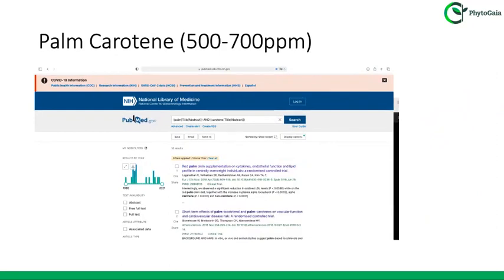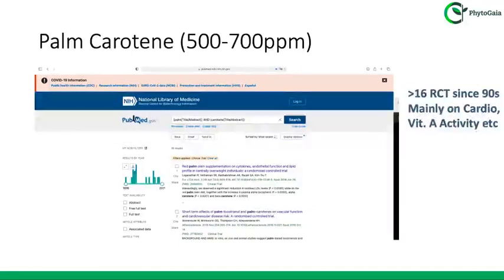The second fat-soluble phytonutrient is the palm carotene, 500 to 700 parts per million. There are about 16 randomized control trials published, which you can find on PubMed, mainly related to cardiovascular health, vitamin A activity, and skin health. These are the three areas. A potential area that I would see is eye health, especially when we are entering 6G, 7G, we will spend more time on screens, monitors, tablets, not just ourselves, but our kids and our parents, for our entertainment. So eye health would be an interesting area, and we know carotenes, vitamin A, are important for night vision and eye health.